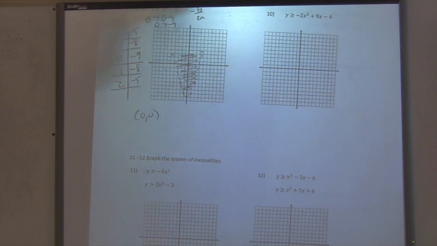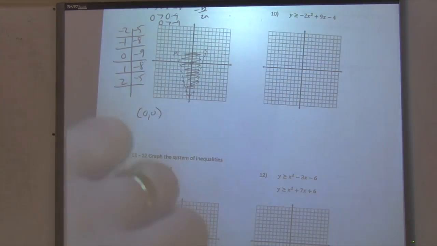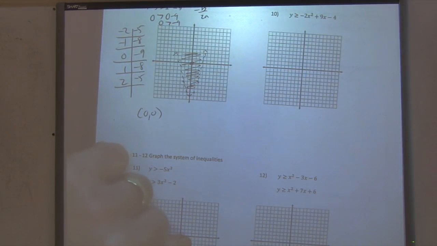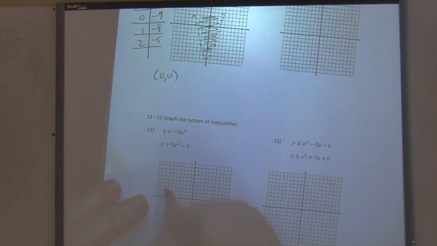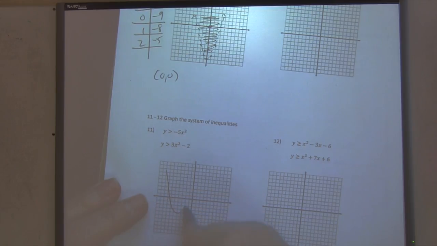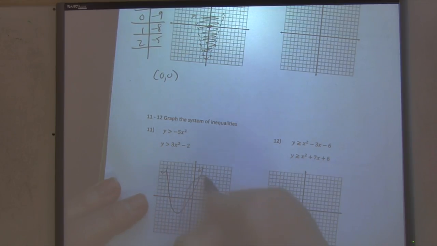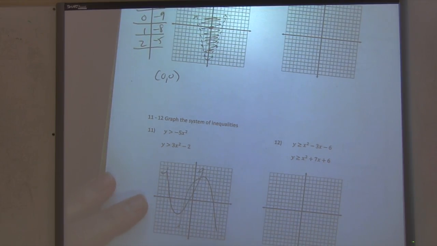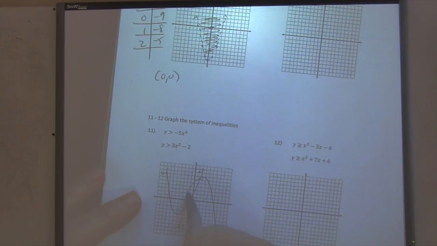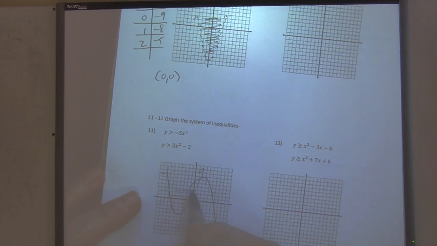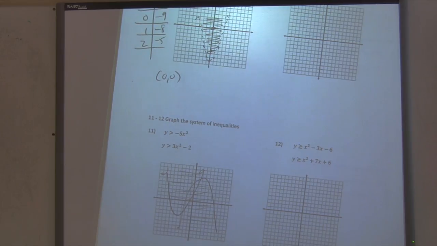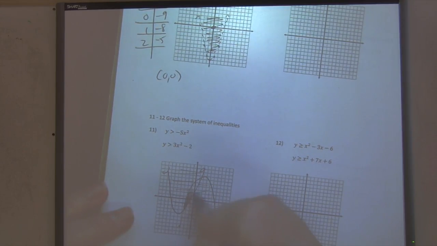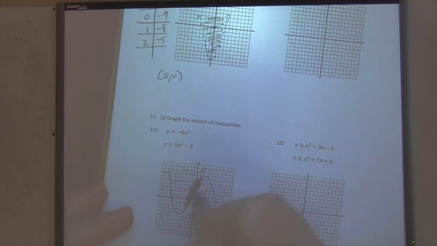You just do, just like I did 9 and 10 on 2 separate graphs, I'd put them on the same graph, and then wherever they both overlap. Now, this isn't the answer to this, but let's say this graph looked like this, and this graph looked like this, and the test point worked inside this graph, so inside this one, and it worked inside this one. Well, the answer then is the overlap, where they overlap, which would be in here.